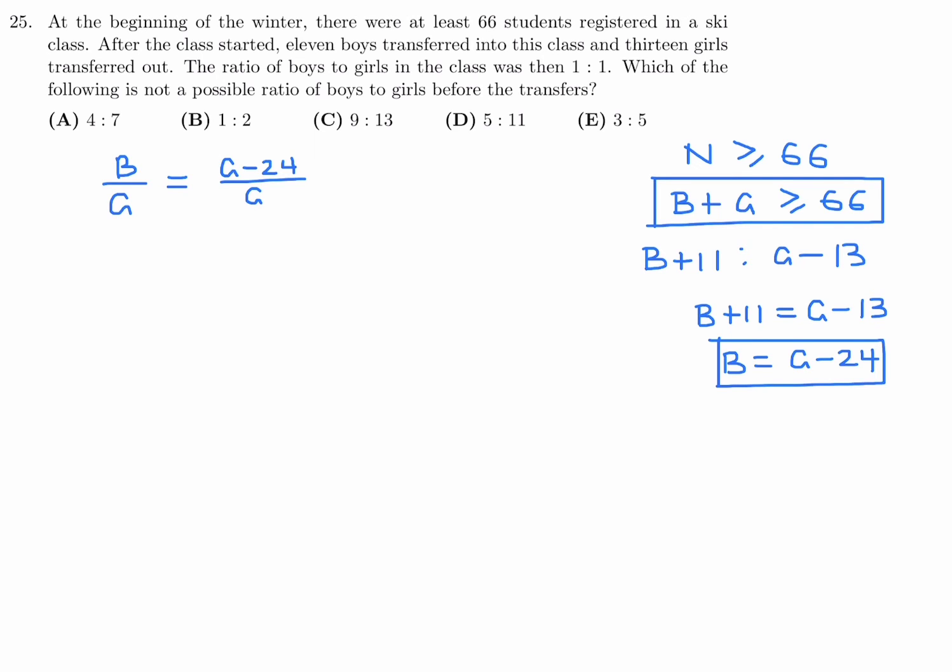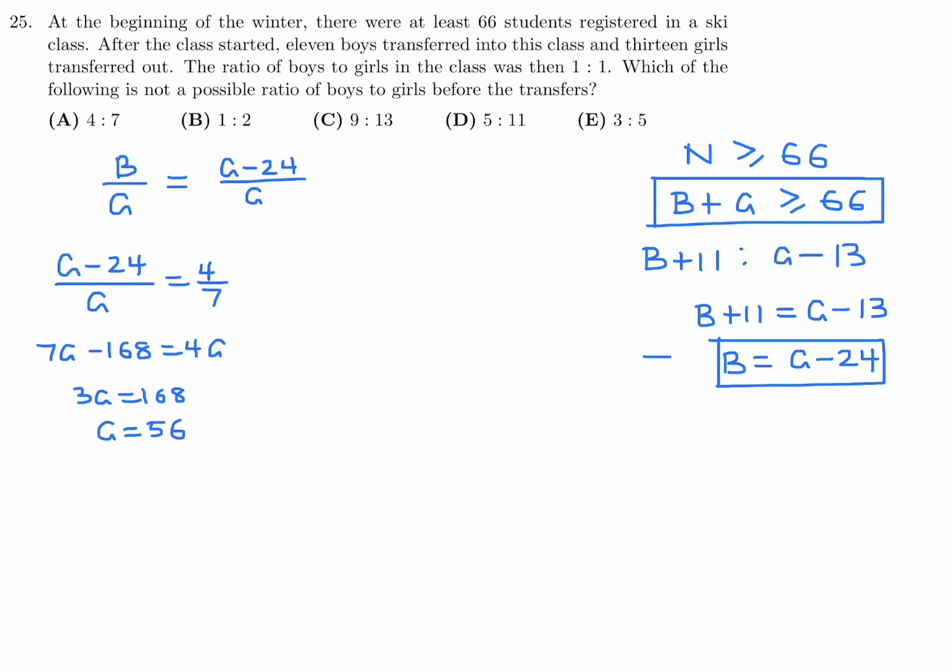So let's start with 4 over 7, our first answer choice. If g minus 24 over g is 4 over 7, cross multiply, you get 7g minus 168 is 4g. And therefore 3g is equal to 168. And therefore g is equal to 56. Substitute that back into here, that value for g.